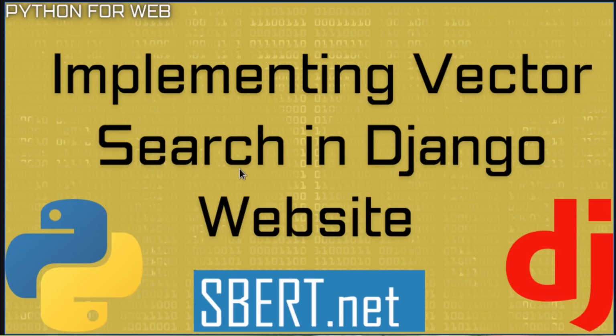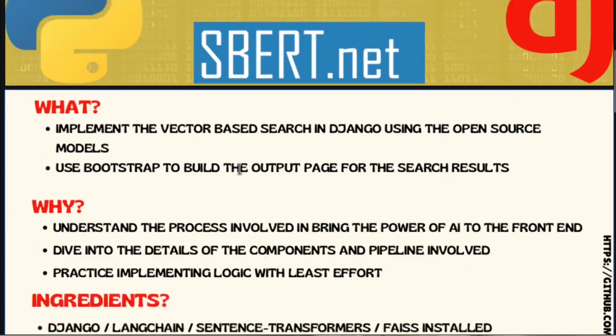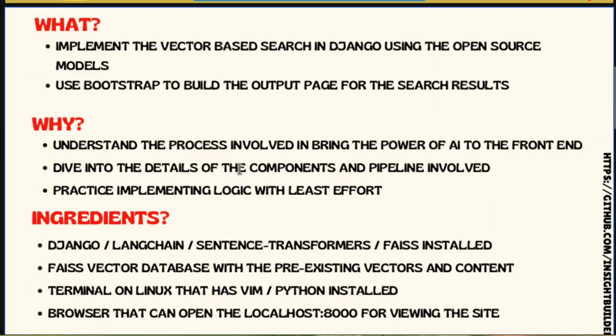Implementing vector search in Django website. We are going to use Python, sentence transformers, and Django framework in this discussion. Apart from that, for the front end, we will be using Bootstrap. We are going to implement a vector-based search inside a Django website, and we'll be using open source models for embedding the data and then loading it in FAISS database.